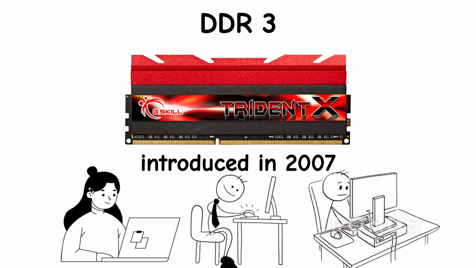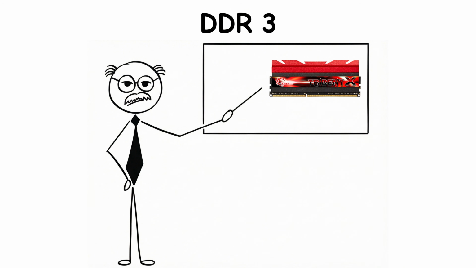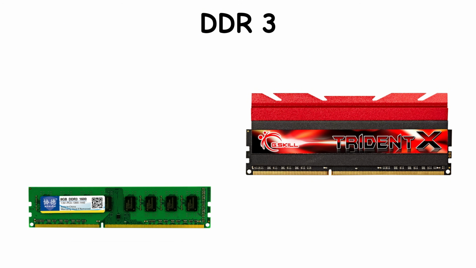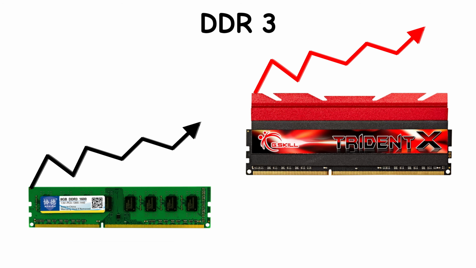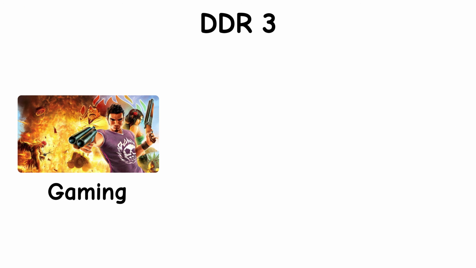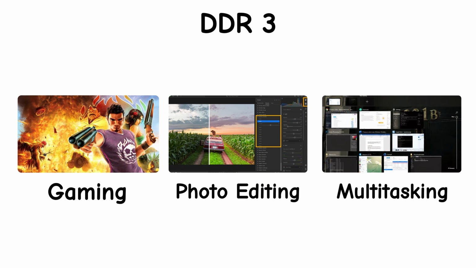DDR3. DDR3 arrived in 2007, and this is the generation that helped computers become more common for everyday people. One reason was efficiency. DDR3 reduced the voltage to 1.5 volts. That made desktop PCs run cooler, and it also helped laptops get better battery life. DDR3 speeds were higher too, generally from about 800 to 1600 MHz, and capacity improved to around 4 GB to 8 GB per stick, which made it solid for gaming, light photo editing, and heavier multitasking.